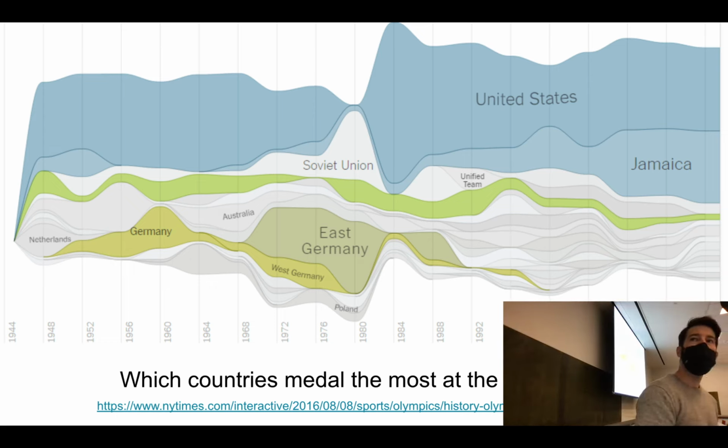Okay, so here's a visualization. Your first visualization for the class. So this comes from a New York Times story. Which countries medal the most at the Olympics? Okay, so this specific type of visualization is called a stream graph. You can kind of see the name stream. It almost looks like rivers, right, or flows that are happening.